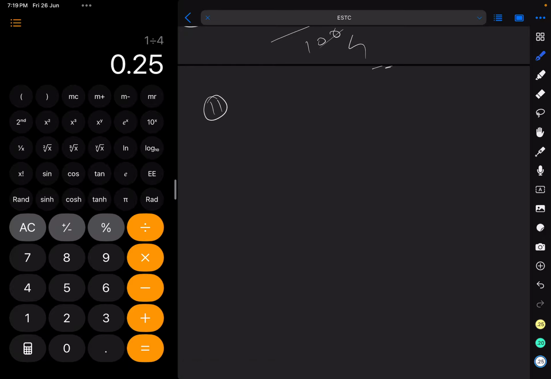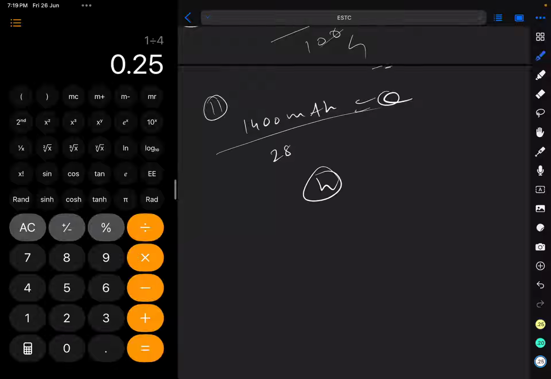11th question. 1400 milliampere hour, this is charge, okay? And current is 28. We need to find the time. So charge by current: 1400 divided by 28, 50 hours.